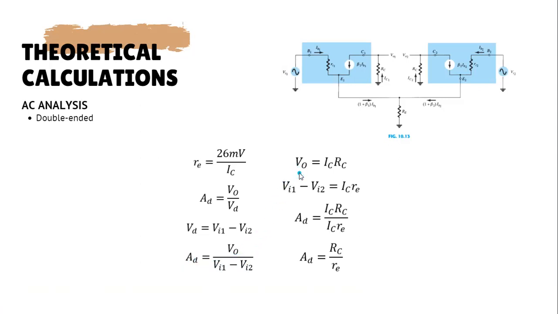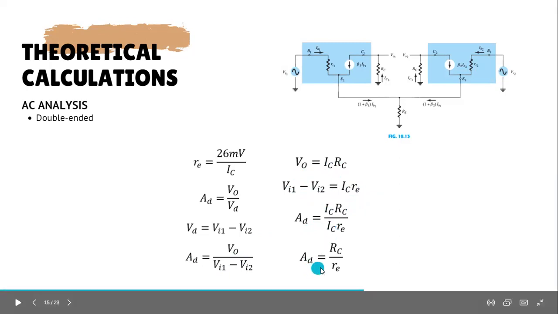Output voltage is once again equal to IC RC, and the difference of the two input voltages is equal to IC Re. So you substitute those two equations into the differential voltage gain formula, cancel out IC, and you have differential voltage gain is equal to RC over Re.